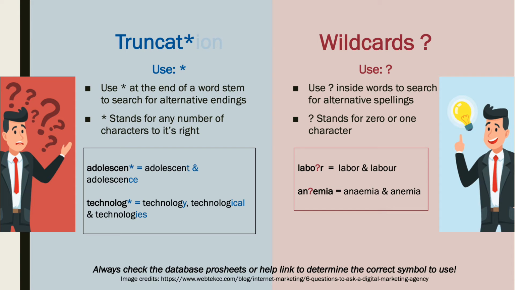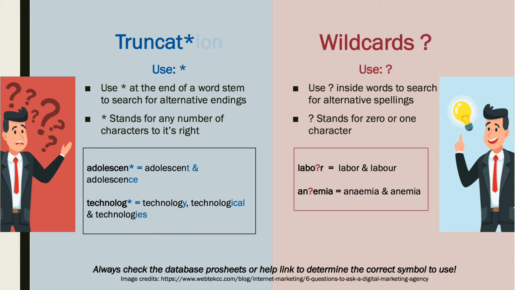Let's now turn our attention to wildcards. Wildcards work in a similar way to truncation in that a symbol is used to replace 1 or 0 characters in a word to retrieve alternative spellings. This symbol is almost universally a question mark, and it's placed inside your search term. If this sounds a little confusing, let's look at some examples where the technique is useful. Once again, these examples are on the slide for visual reference.